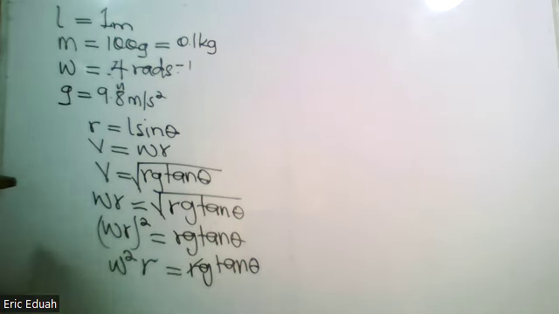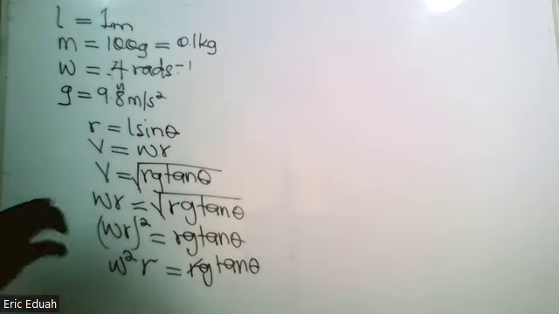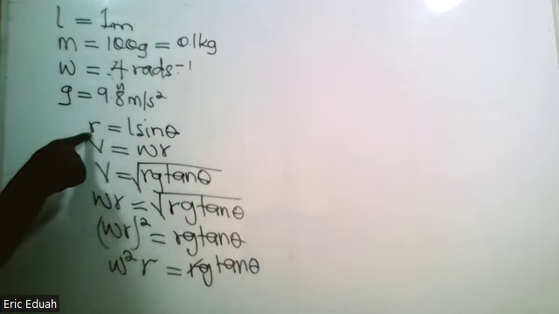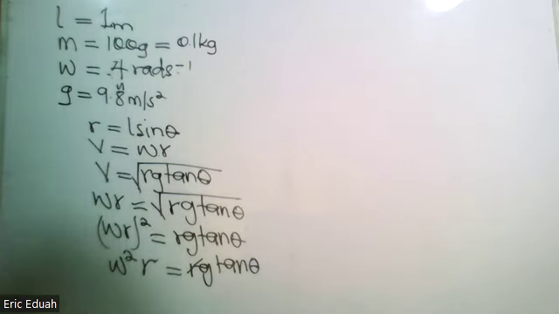Right? Let's look through to see if this would help us. We have G, we have omega. We don't have R directly. Another way. Look at the substitution. We also have R equal to L sine theta.